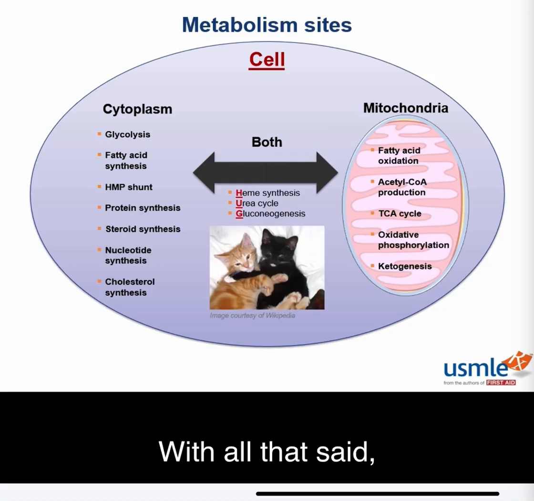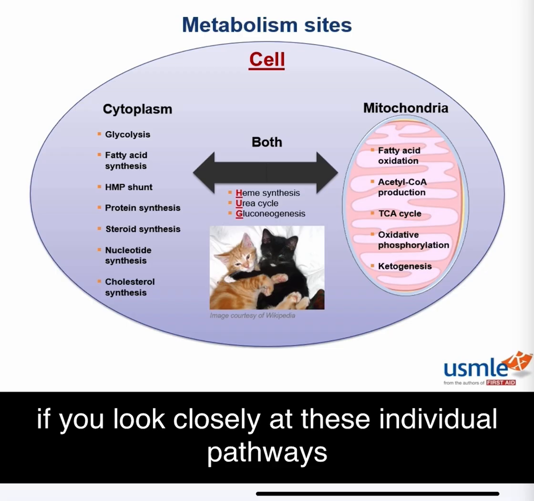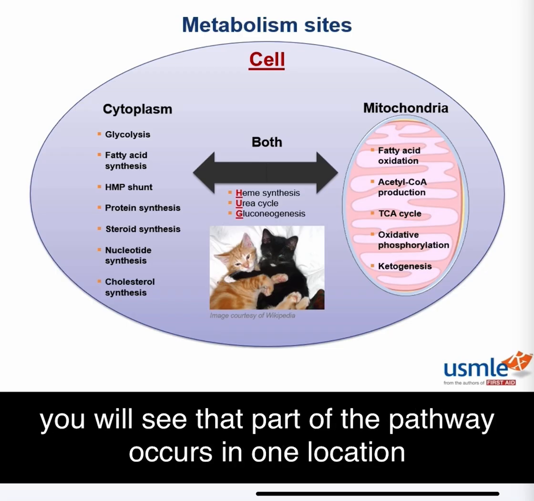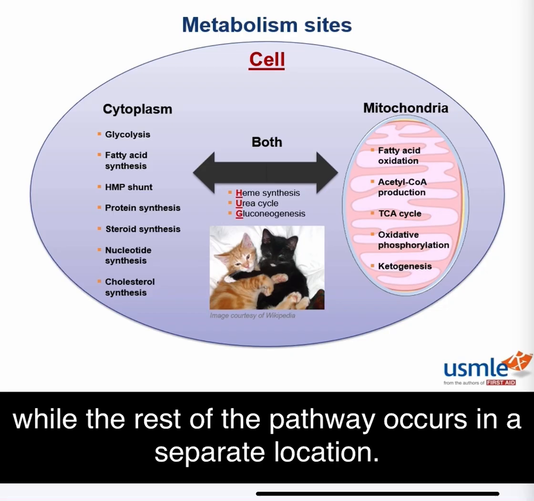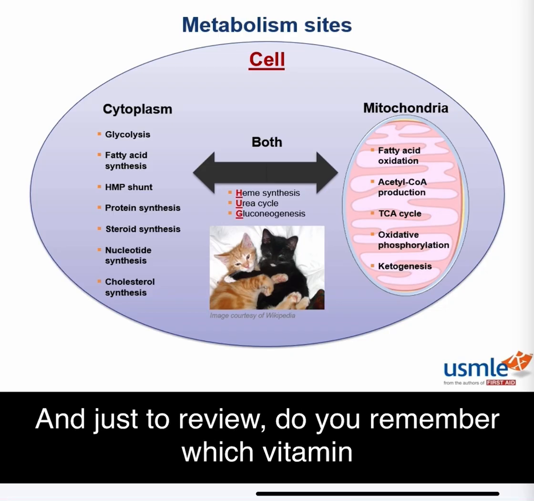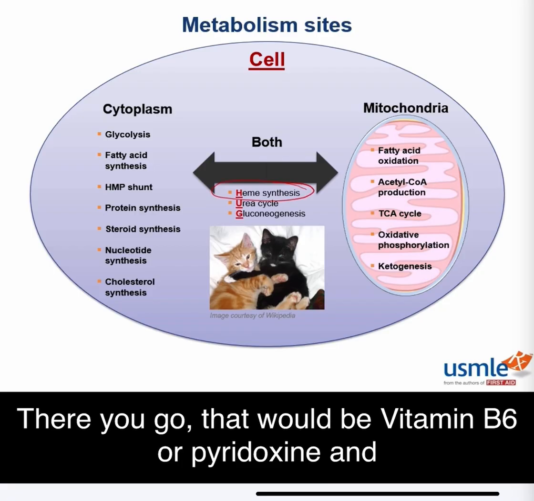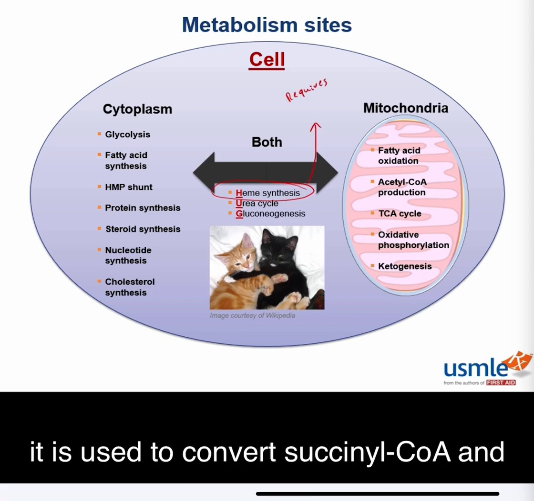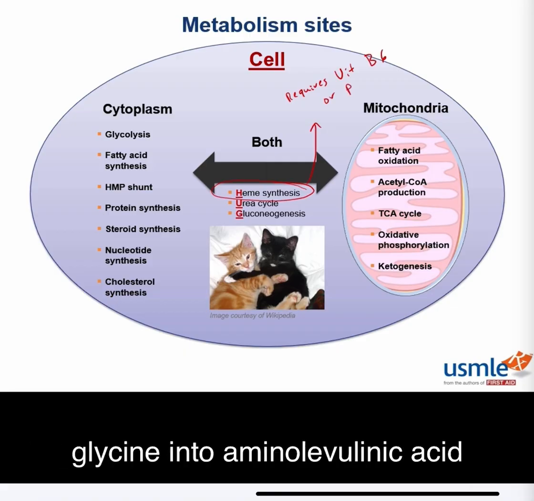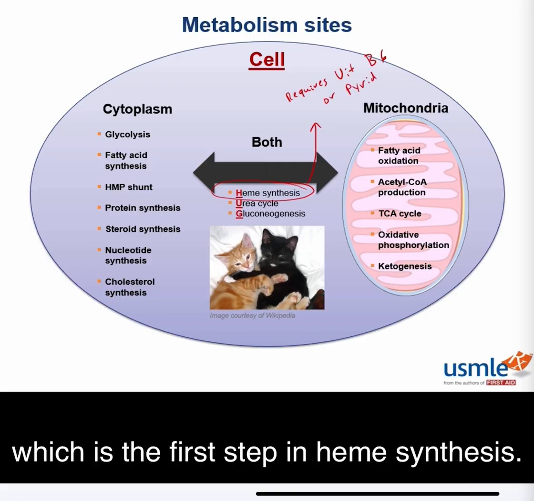With all that said, if you look closely at these individual pathways, you'll see that part of the pathway occurs in one location, while the rest of the pathway occurs in a separate location. And just to review, do you remember which vitamin is required for heme synthesis? There you go. That'd be vitamin B6, or pyridoxine, and it's used to convert succinyl-CoA and glycine to aminolevulinic acid, which is the first step in heme synthesis.